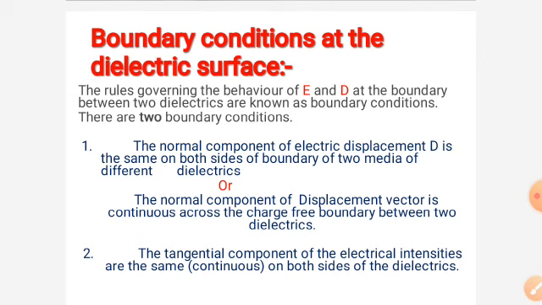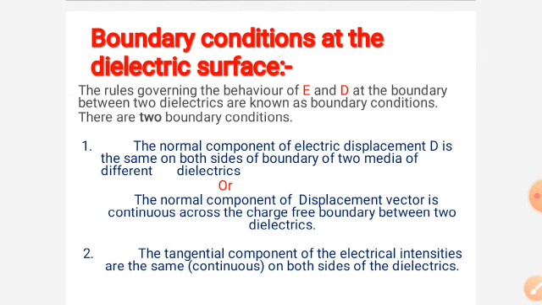Today's topic is boundary conditions at the dielectric surface. Take the boundary which separates the two dielectrics. Here, at the boundary, how will be D, displacement vector and electric field vector? That is, the boundary conditions explain the rules governing the behavior of E bar and D bar at the boundary between the two dielectrics.